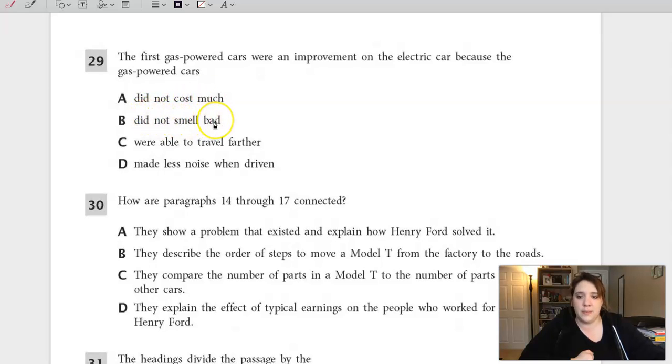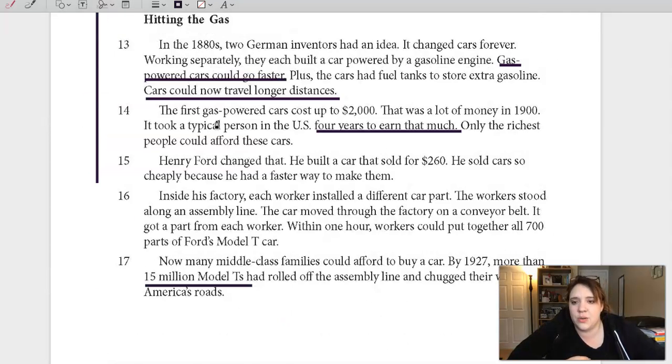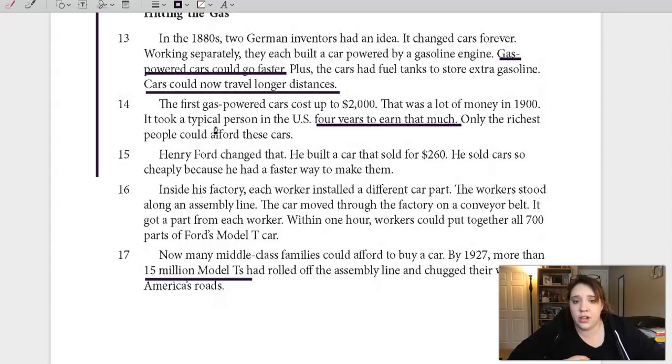They did not smell bad. They were able to travel farther, or they made less noise when they were driven. So I'm going to go back really quickly, guys, because I know exactly where it is. It's the gas-powered section right here, "Hitting the Gas." So now it says they could travel longer. And it also said that the fuel tanks could store extra gas. So there are a lot of positive things, but they could travel longer.